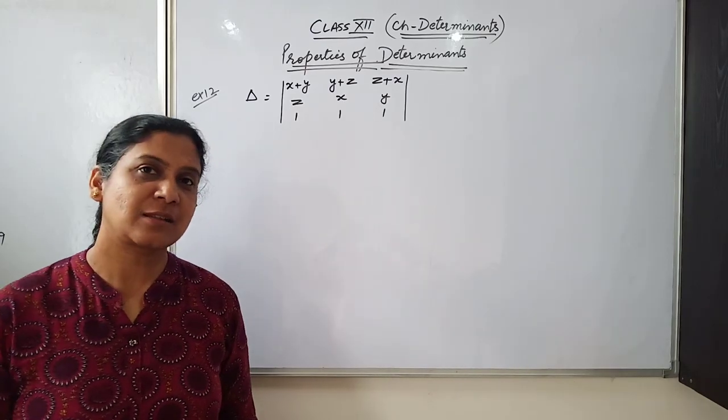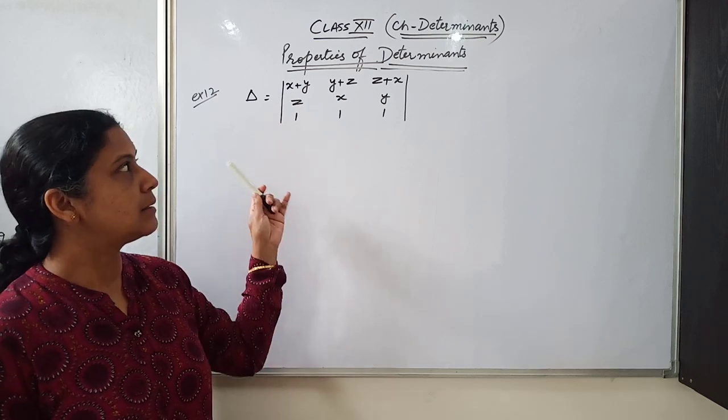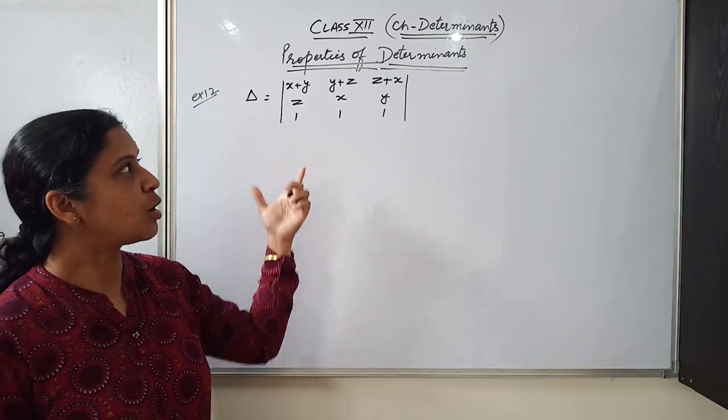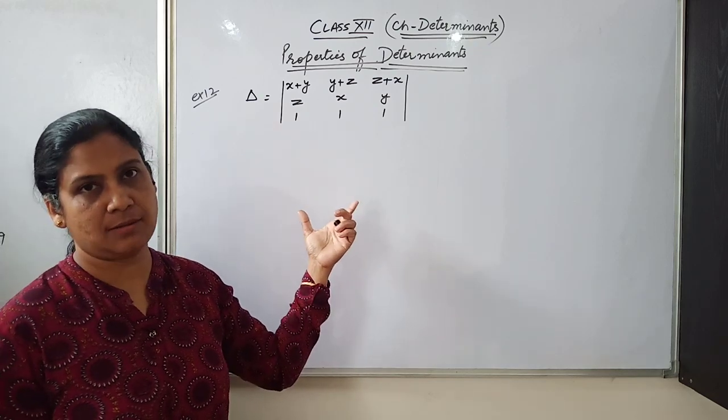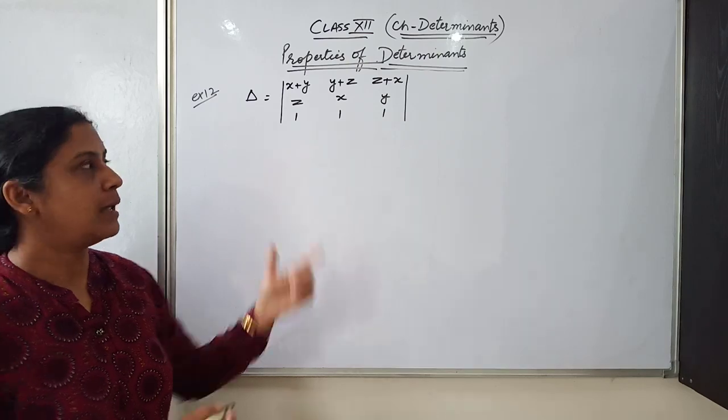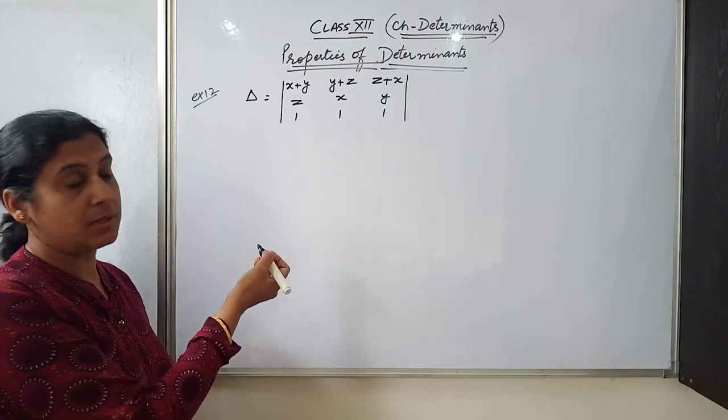As we had discussed in the previous video, we discussed all the properties of determinants. So now we are going to verify those properties with the help of some questions. So I've taken an example 12. The determinant is given to be like this. I'll be solving using properties of determinants.